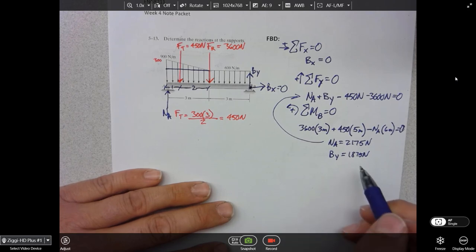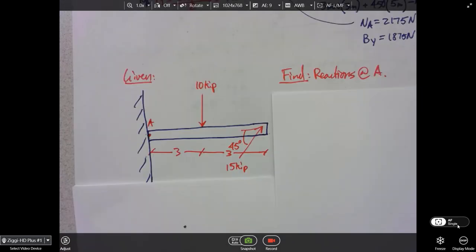Everybody see how we did that? See what I did there? Okay. So let's have you try one. Just move down the page a little bit. Determine the reactions at the supports. That's it.